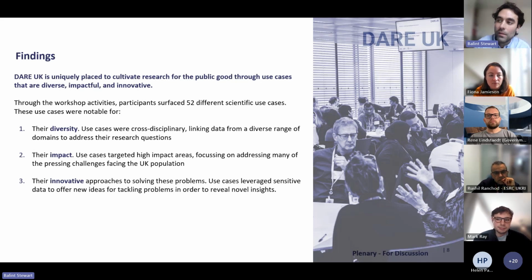And the way the report is structured is around 3 themes that came out of those use cases collectively. So one is around their diversity. Use cases were cross-disciplinary, linking data across a diverse number of domains to address their research questions. The second section is on their impact, where the use cases are really focusing on addressing some of the most pressing challenges facing the UK population.